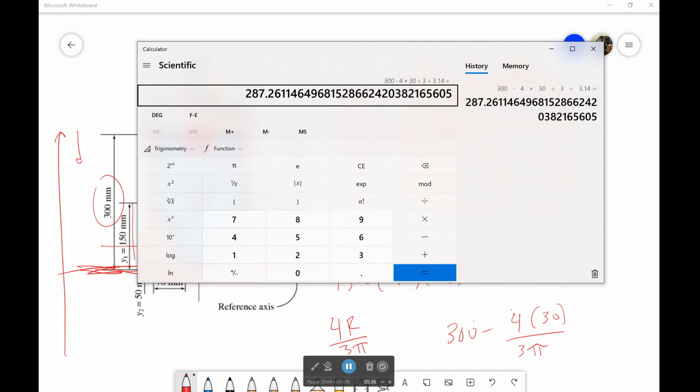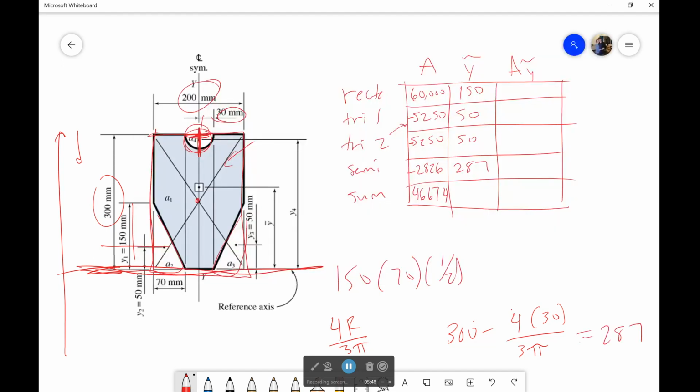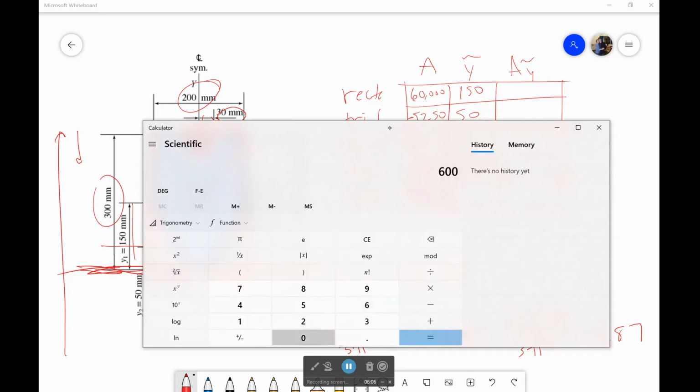Okay, 287. Now that I've done that, though, I need to multiply them all together so I can get this last column. So let me do that, and oh my goodness, these numbers are going to be ginormous. So hopefully it doesn't just completely blow up my calculator. It's definitely going to blow up the space I have. So first I've got 60,000 times 150. So 9 million. You will see huge numbers occasionally.